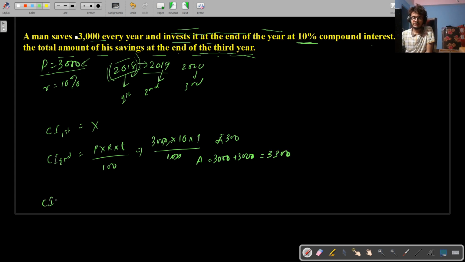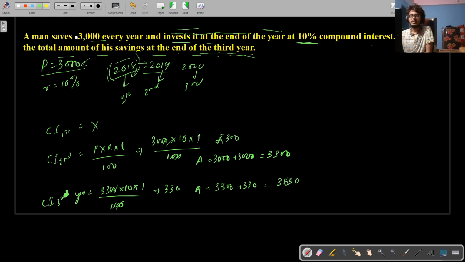Now compound interest for the third year is equal to 3300 into rate 10 into 1 divided by 100. Again cancel the two zeros, so this will be 330 rupees. So the amount will be equal to 3300 plus 330, which will give you 3630. Calculate his total amount of saving at the end of the third year. So this is the money at the end of the third year, right? You should try to understand the question now.